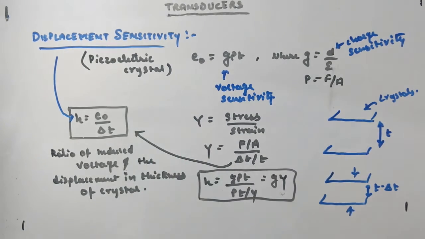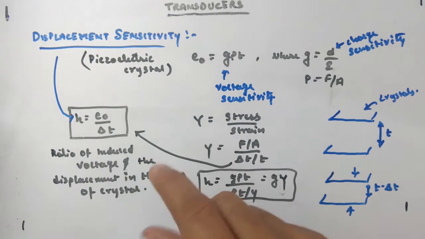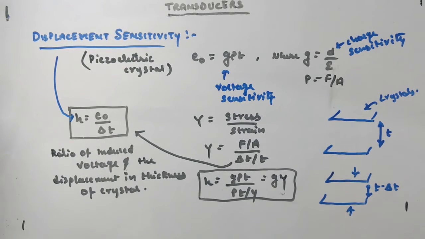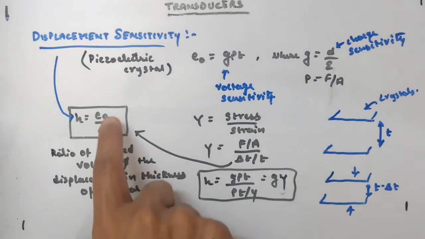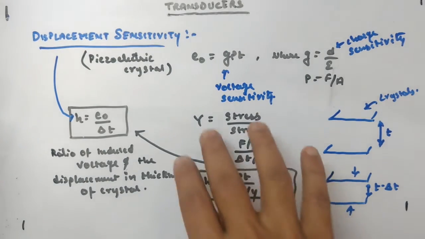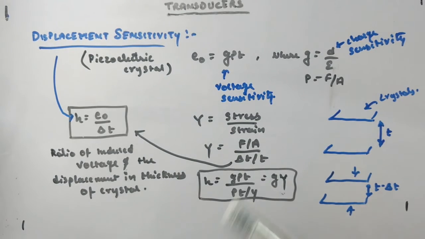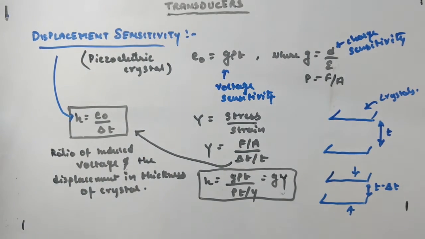That is displacement sensitivity. So it tells you how much change in the thickness gives what change in the output, induced voltage. That's the ratio. So you have the thickness of the crystal like this. When you apply force, you will have del T change in the thickness, and across this there will be output E naught. I didn't cover this previously because I wanted to show the Young's modulus part first, and that is why I didn't mention this before. So it's a property of piezoelectric crystal only.